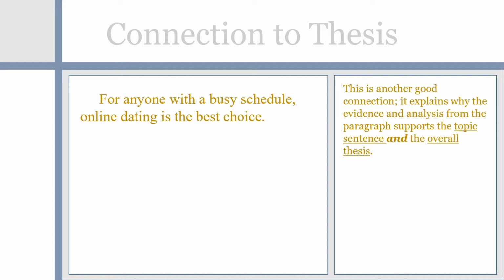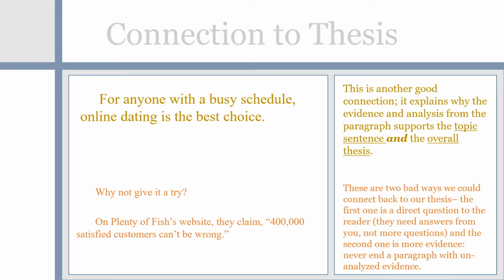And here are some examples of what not to do. Why not give it a try? On Plenty of Fish's website, they claim 400,000 satisfied customers can't be wrong. So these are two examples of things to avoid as you're connecting back to your thesis. The first one is a direct question to the reader, and we want to avoid those. The reader needs answers from us, not more questions. And the second one is more evidence. You never want to end a paragraph with unanalyzed evidence. In other words, never end a body paragraph with a quote.